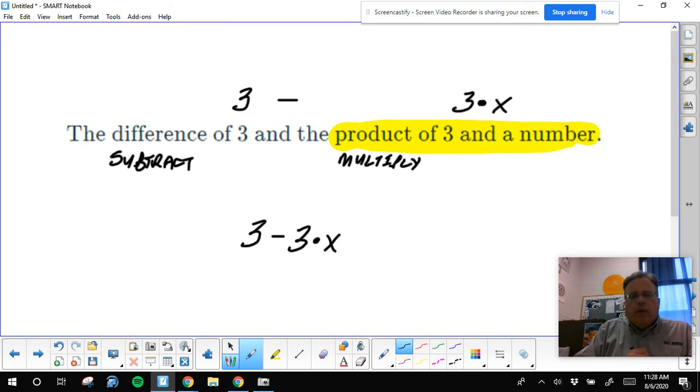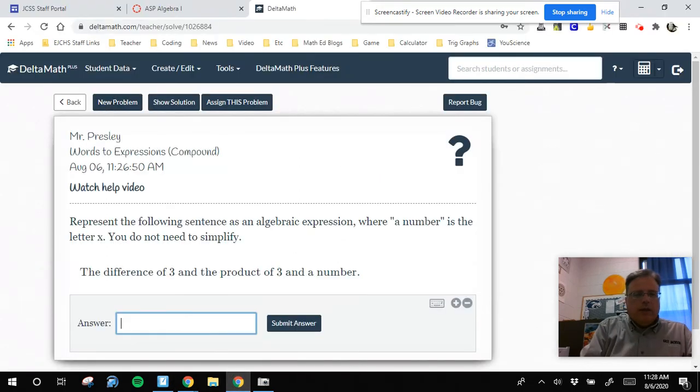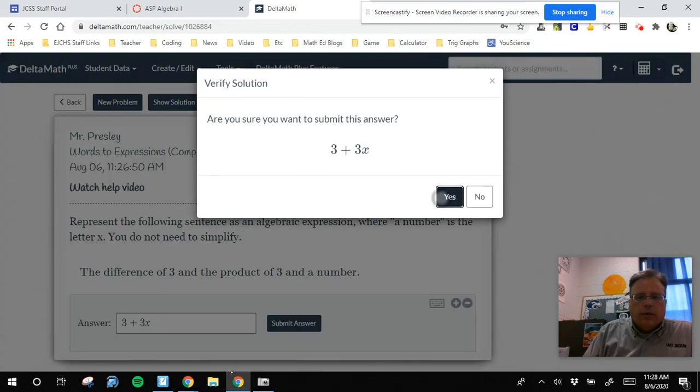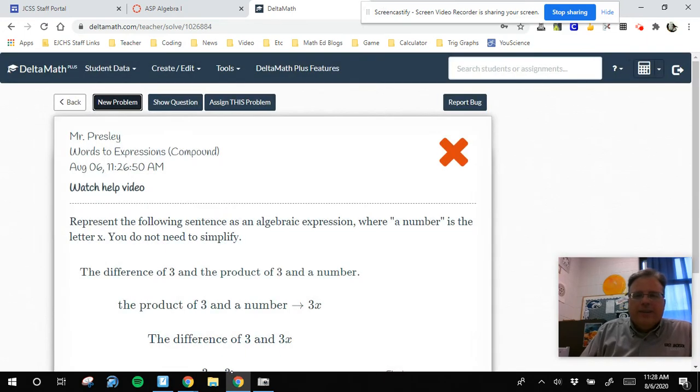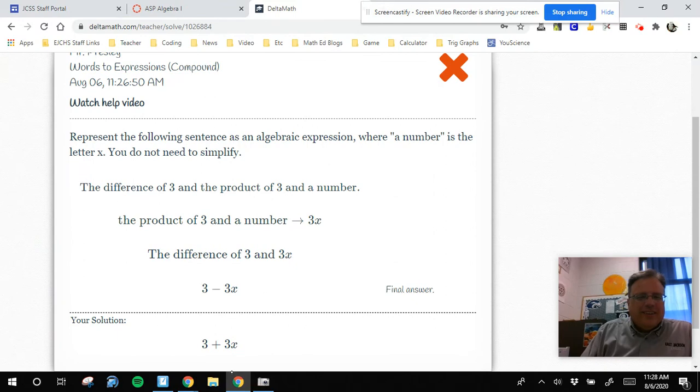Now, I'm also going to try something with the computer here and see if we can get away from having to write a dot. So I'm going to type that in, 3 plus, and I'm just going to type 3x without the dot, because that does mean multiply. Let's see if it likes that. It didn't like it. Oh, why did I type a plus?